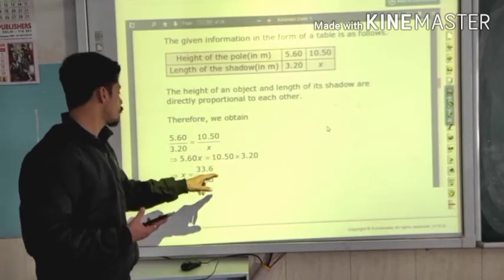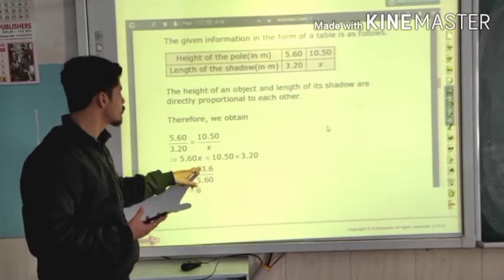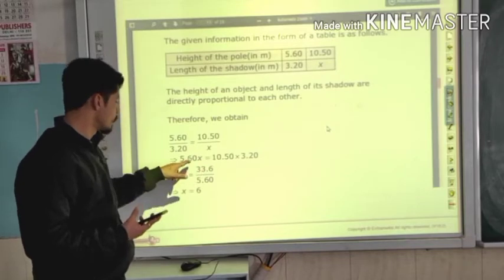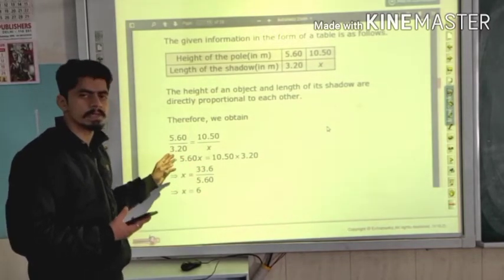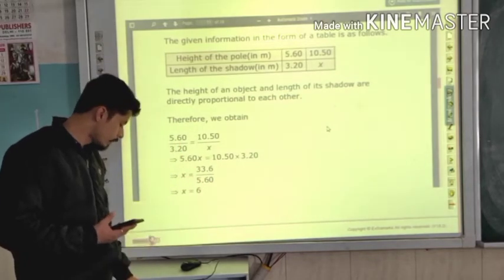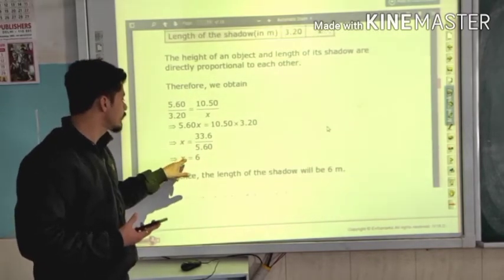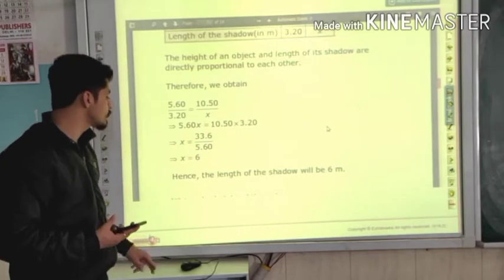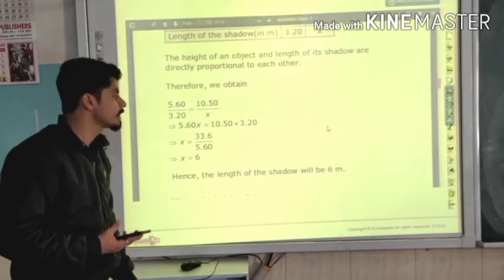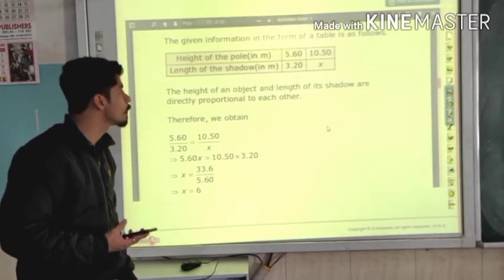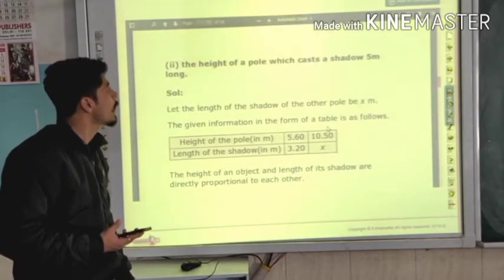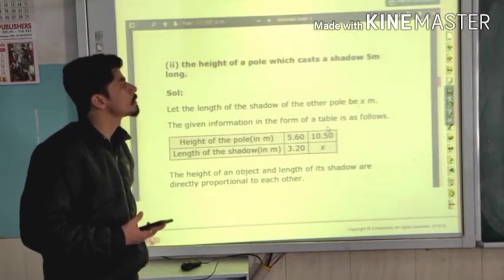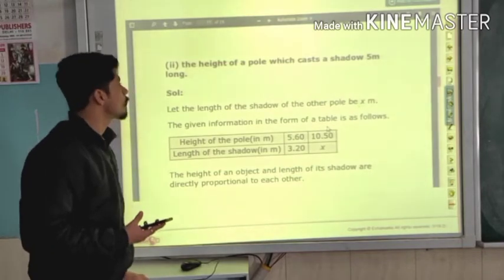Now the product of it is 33.6, and 5.60 will be transferred from LHS to RHS from multiplication to the division form. Now after simplifying we get x is equal to 6, and this is the shadow of the another pole whose height is 10.50 meter.